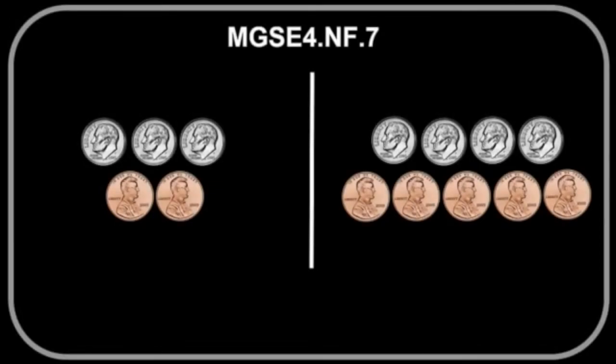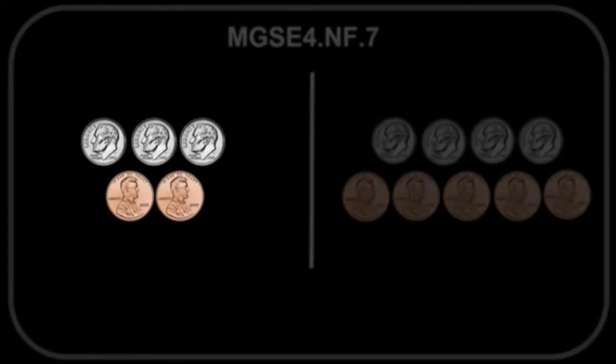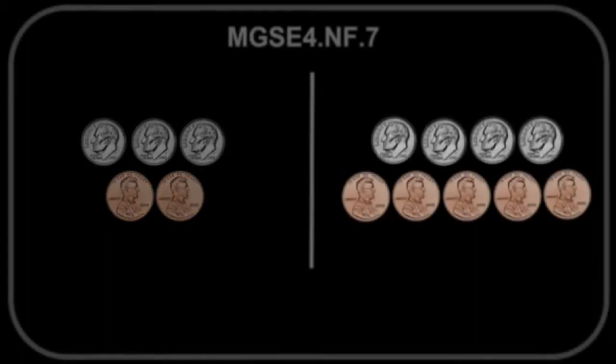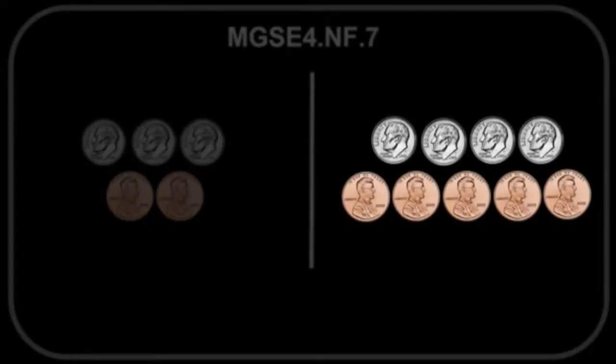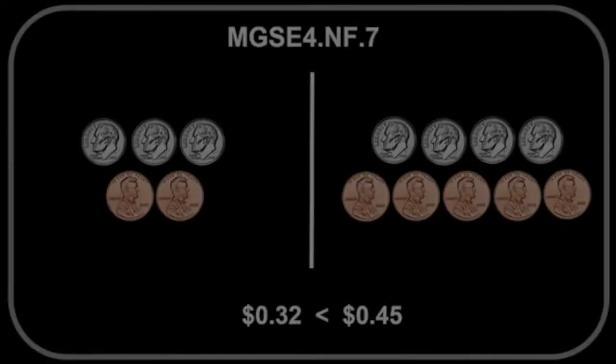Another concrete manipulative that students may use to represent and compare decimal numbers is dimes and pennies. On the left, the coins represent 32 hundredths or 32 cents. On the right, the coins represent 45 hundredths or 45 cents. The model shows that 32 cents is less than 45 cents.